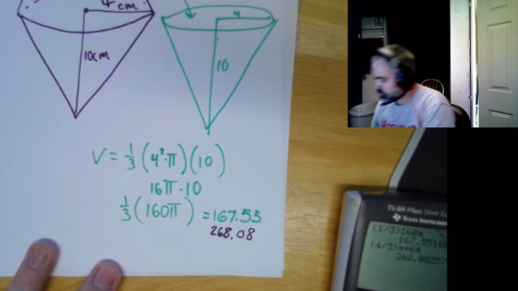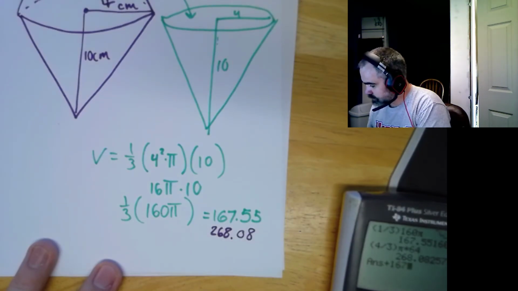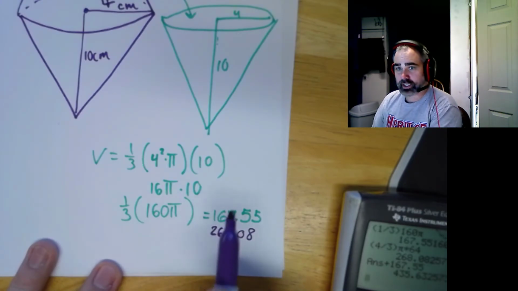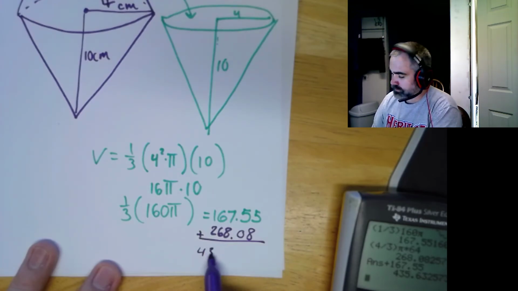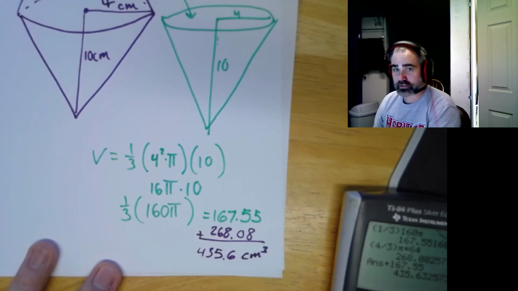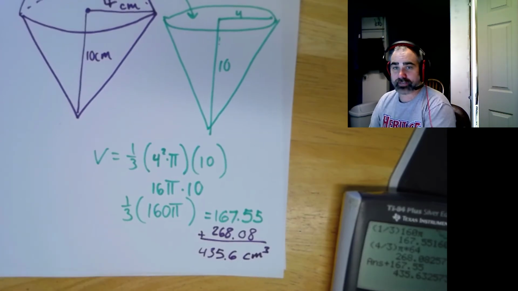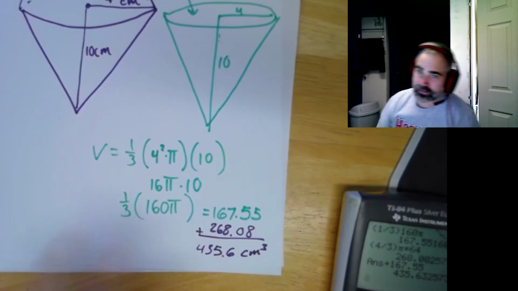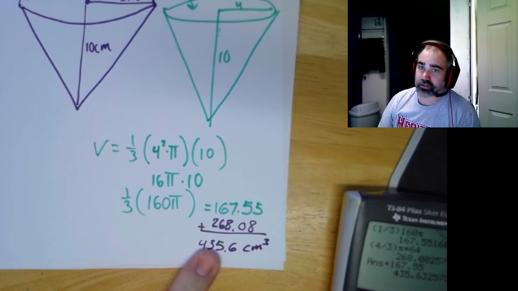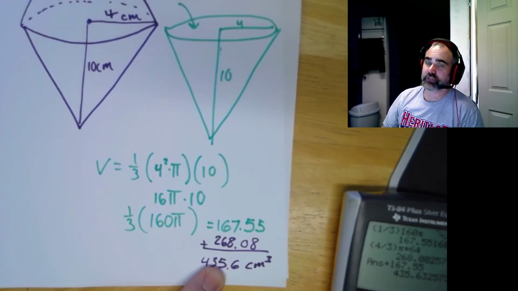268.08 plus 167.55, and you end up with 435.6 cubic centimeters. More than you thought. It's a lot of ice cream. Okay, that's a half liter of ice cream. Nice. Because remember, 1,000 cubic centimeters is a liter, so it's actually more ice cream than you thought.